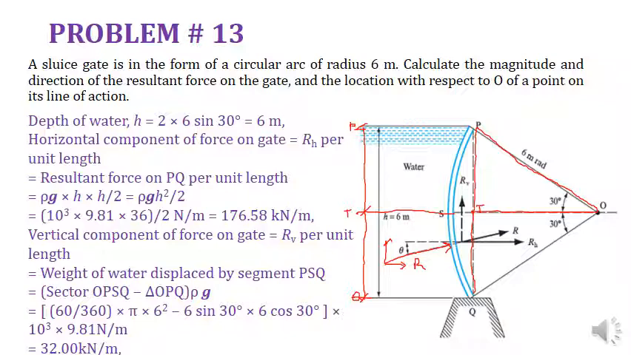Now you need to determine the horizontal component of the force on the gate, RH, per unit length. First of all, this RH will be equal to the resultant force on PQ per unit length. Okay, so how to get that? You have the formula rho g into H by 2. Why H? Because H is multiplied by the inside dimension, and the inside dimension is 1.